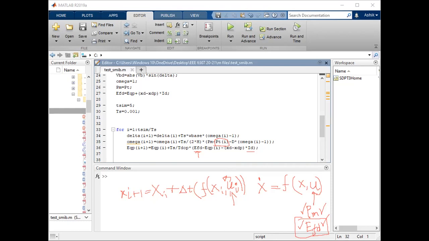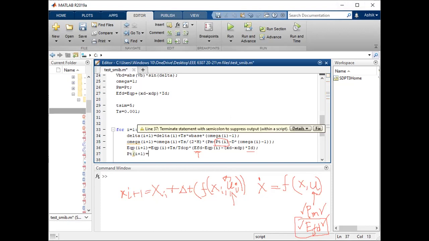Let me check back. So ID was EQ prime minus VB cos delta divided by XD dash plus XT. So if I write ID, that means now we have to express these two algebraic variables in terms of the state variables and inputs. So what is the expression of PT first?